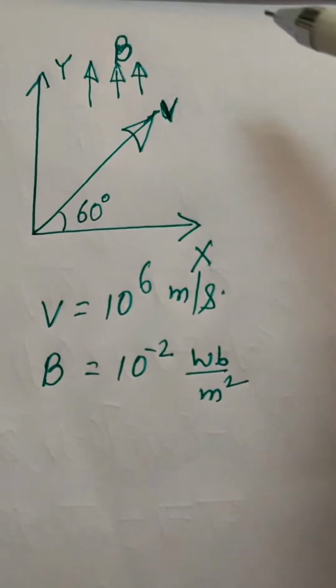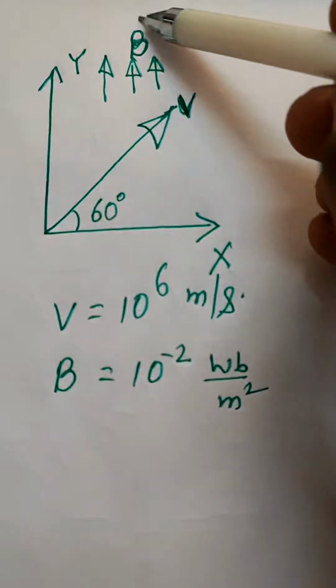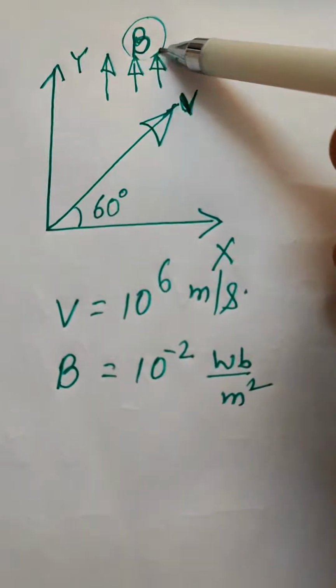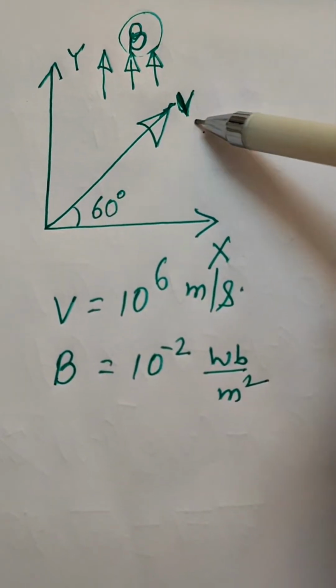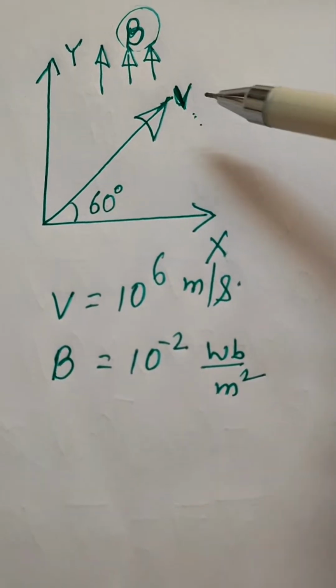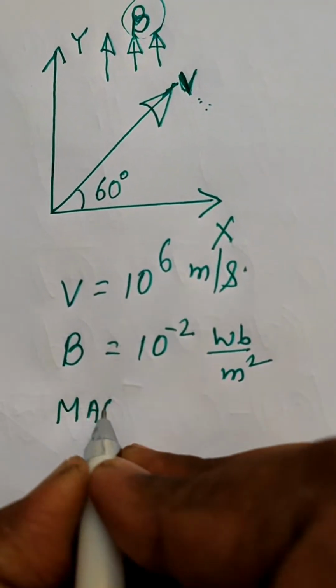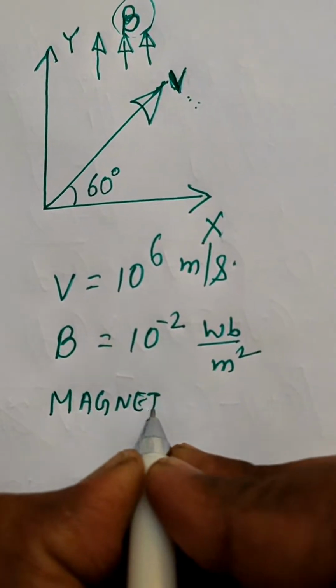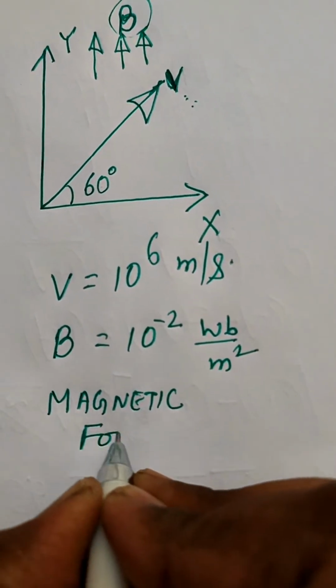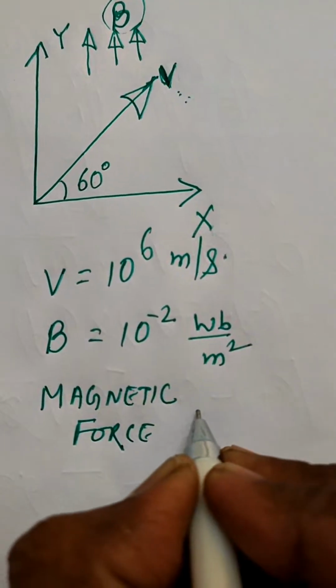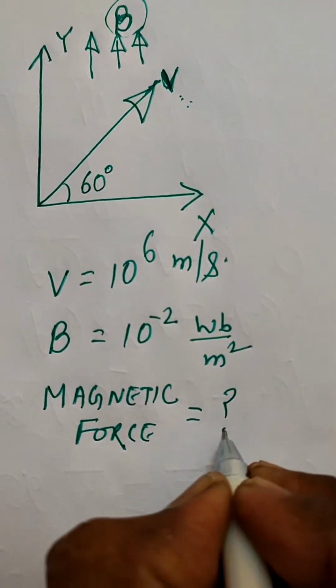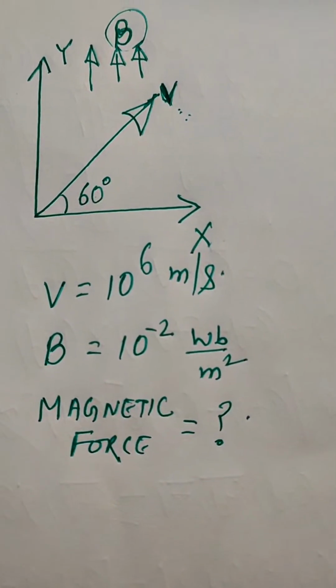We need to calculate the magnetic force exerted on the electron. I mean to say, due to this magnetic field, some force is exerted on this electron, and that magnetic force needs to be calculated. So let us write what we need to find: the magnetic force exerted on the electron. That we need to calculate.